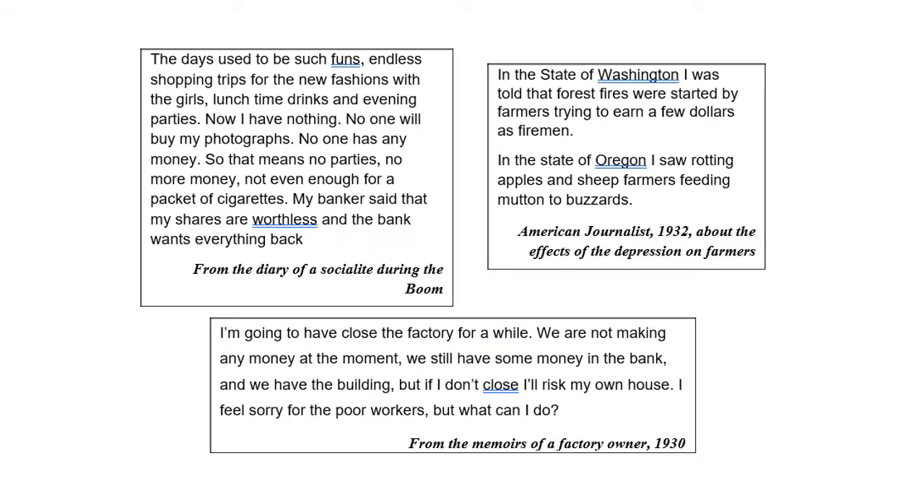The next one is from a socialite. A socialite means a rich lady who never had a job but liked to party.